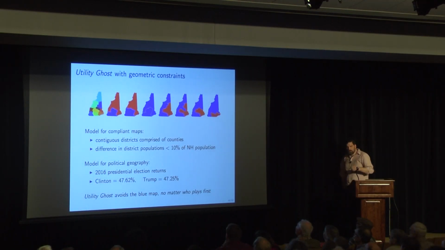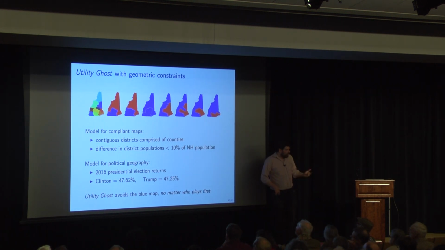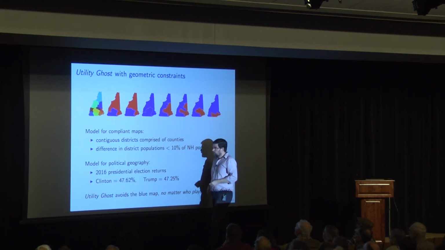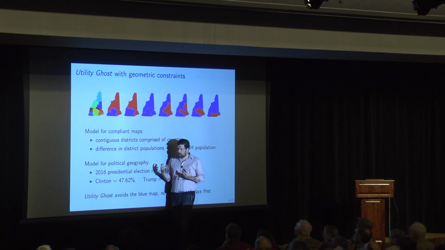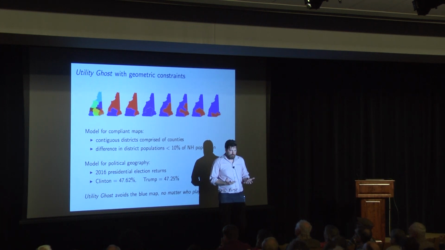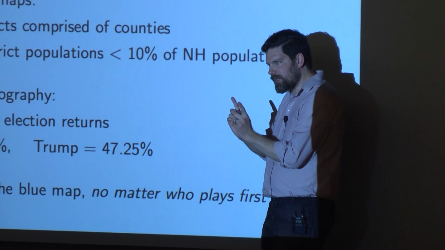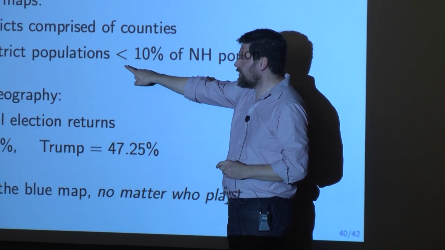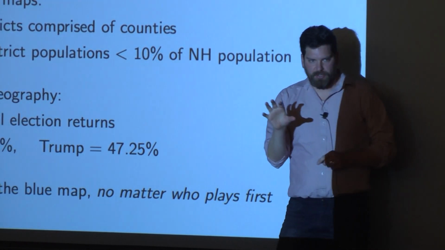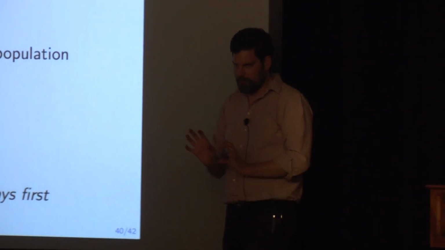Okay. New Hampshire currently has 2 districts. So you could imagine trying to play this game to draw those districts. We're going to ask for each voting district to be comprised of counties, and I want each of them to be connected. I'm also going to ask that the 2 different districts have the same population to within 10%. Okay, this is 1 person, 1 vote.